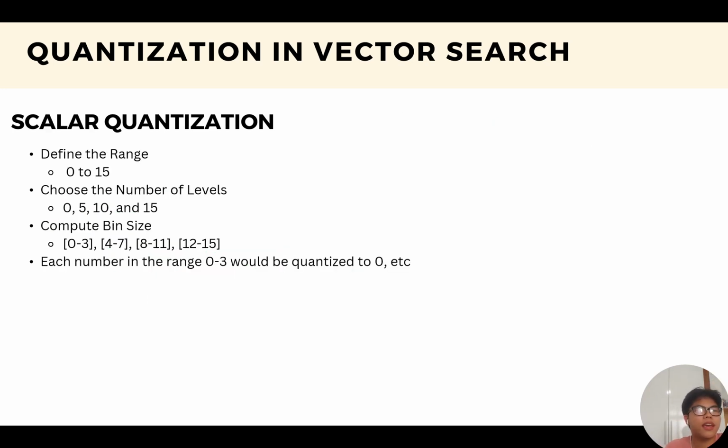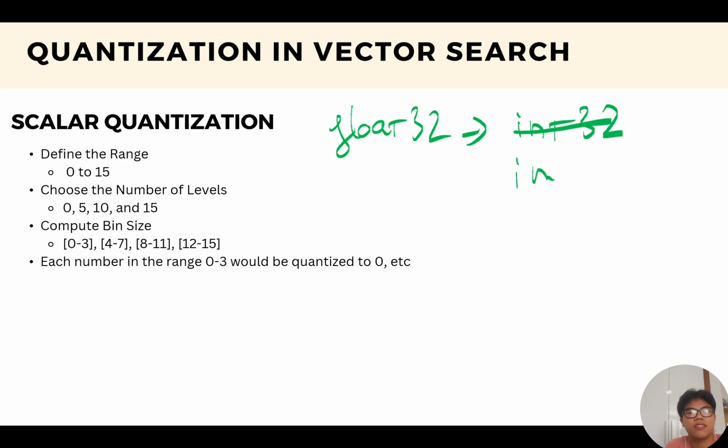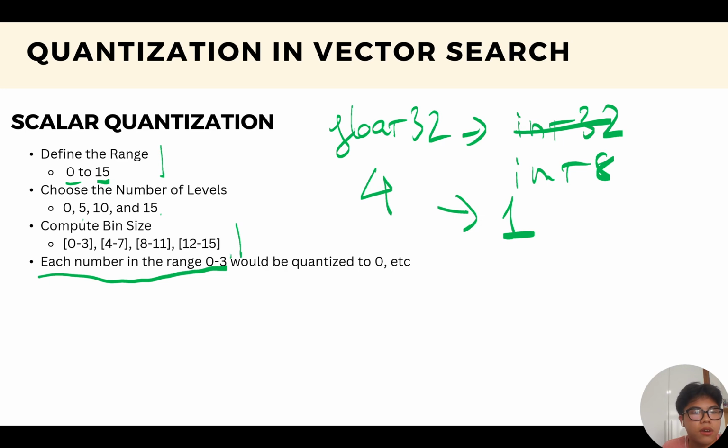So for scalar quantization, it is easier to understand than the previous. It is when you want to quantize float32 to int8 or something, so reduce 4 bytes to 1 byte. You define the range, suppose 0 to 15, and then you choose the number of levels, like equal intervals 0, 5, 10, and 15. You compute the bin size, and each number in the range of 0 to 3 will be quantized to 0. That's how scalar quantization works in the vector search domain.